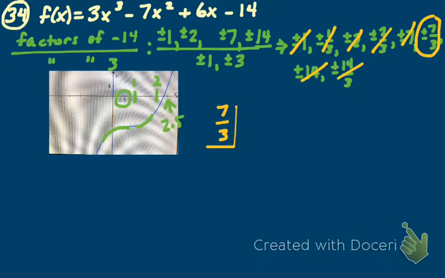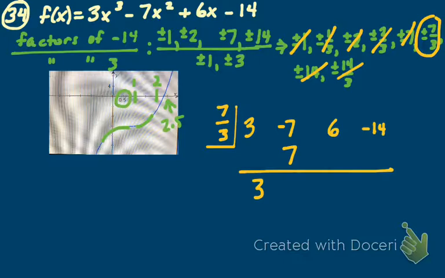So watch how easy this one works out. We have 7/3 as our outside number, and we have 3 as our first coefficient, -7 as our next, 6 as our next, and then a constant of -14. So put our bar, put the 3 down. Well, if I multiply 7/3 by 3, the 3's cancel and give me 7. If I add those, I get 0. If I multiply that, I get 0. If I add that, I get 6.